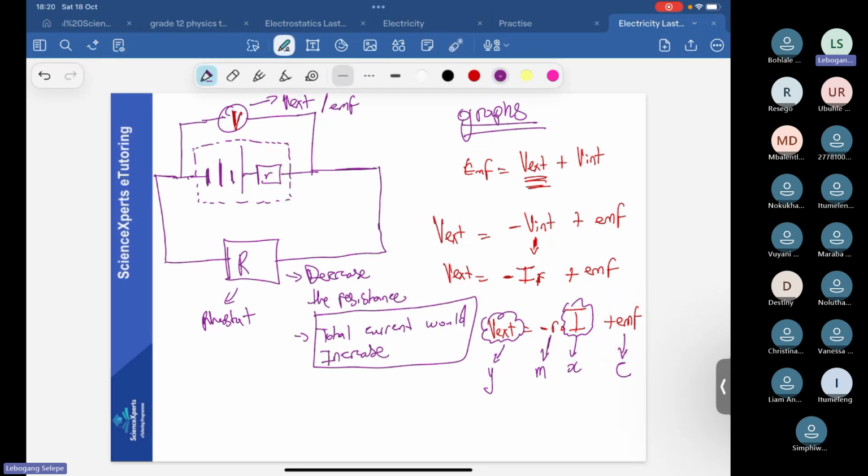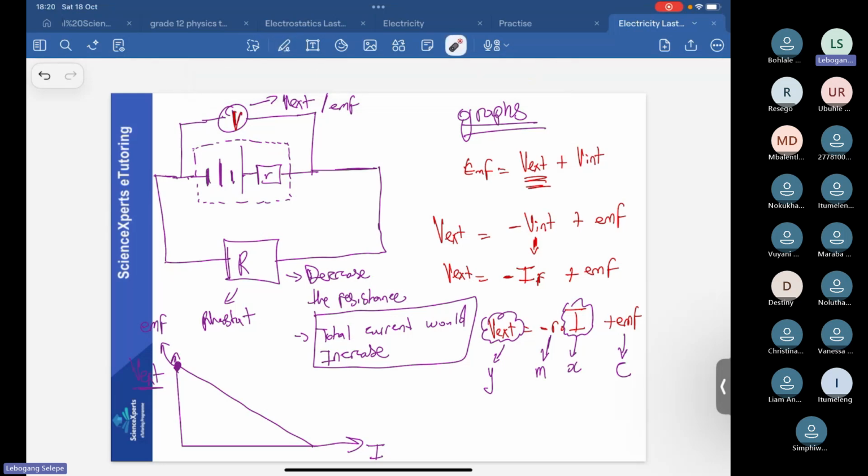So it would be a graph that looks like this, where here it's the V external reading, and here it's the current in the circuit. We can see that when the current is 0, the reading on the V external is the y-intercept, which is the EMF. So when no current is flowing, the voltmeter here registers the EMF. This is also shown by the graph, right? So when current is 0, the voltmeter reading is the EMF.